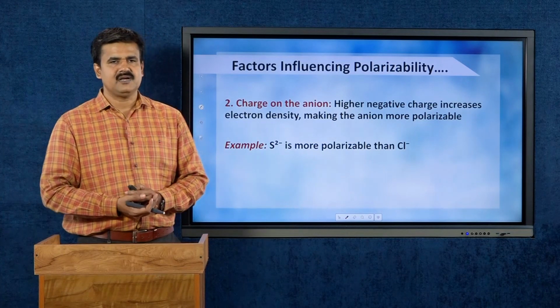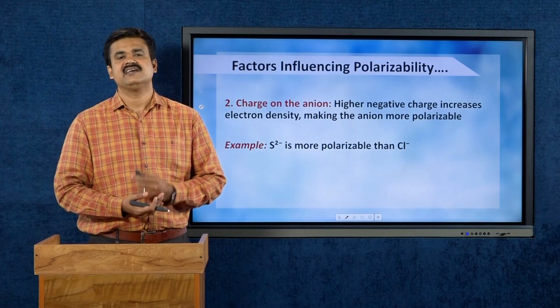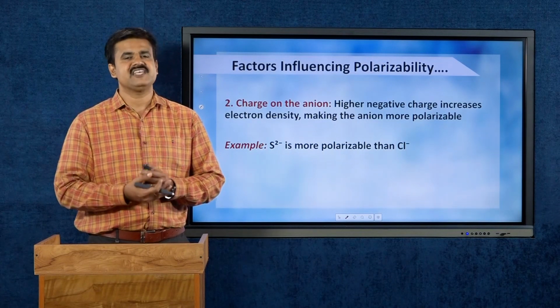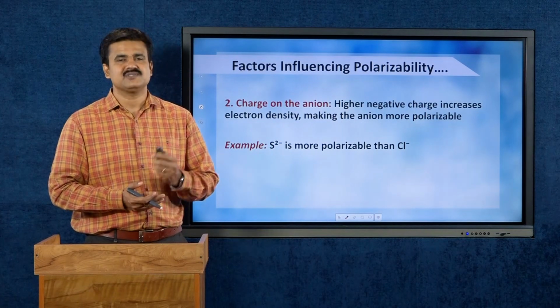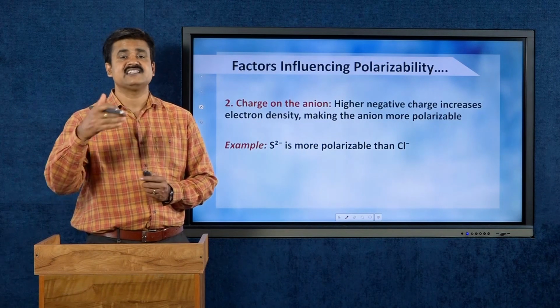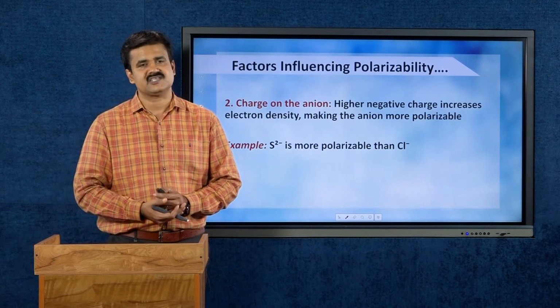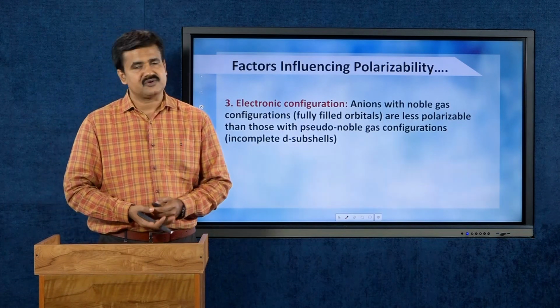This is an example. S2 minus is more polarizable than Cl minus. Or in another way, we can say that S2 minus has high polarizability compared to Cl minus. This is because in S2 minus there are 2 negative charges and in Cl minus there is only unit negative charge. And moving on to the third factor, that is electronic configuration.